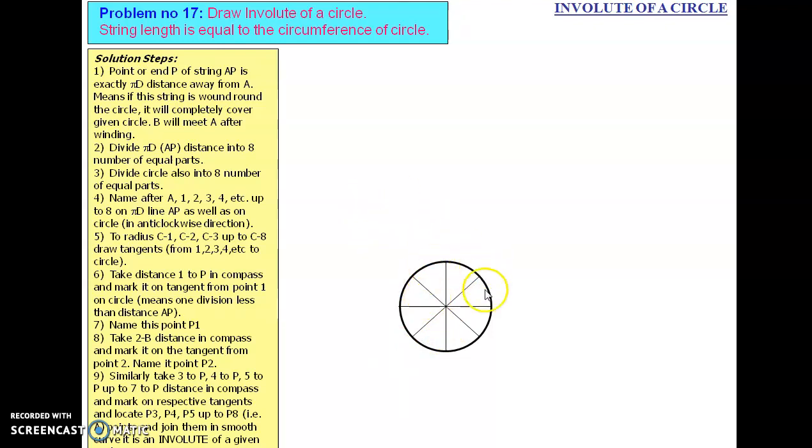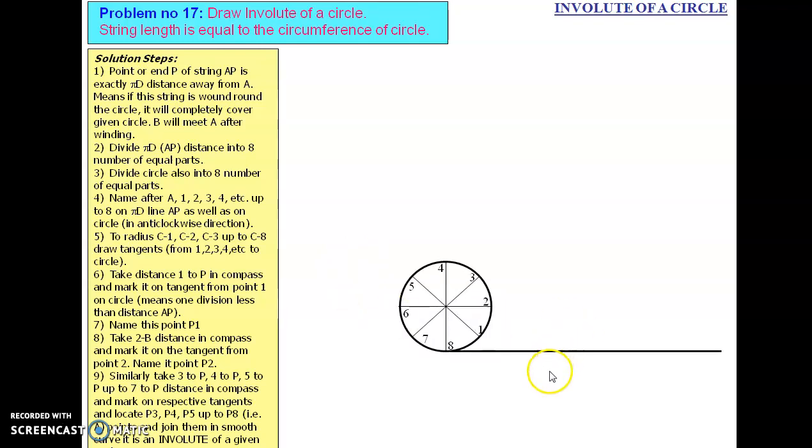So the first step is to draw the circle of given diameter. Next step is to divide the circle in 8 equal parts. Now mark all the points 1 to 8.